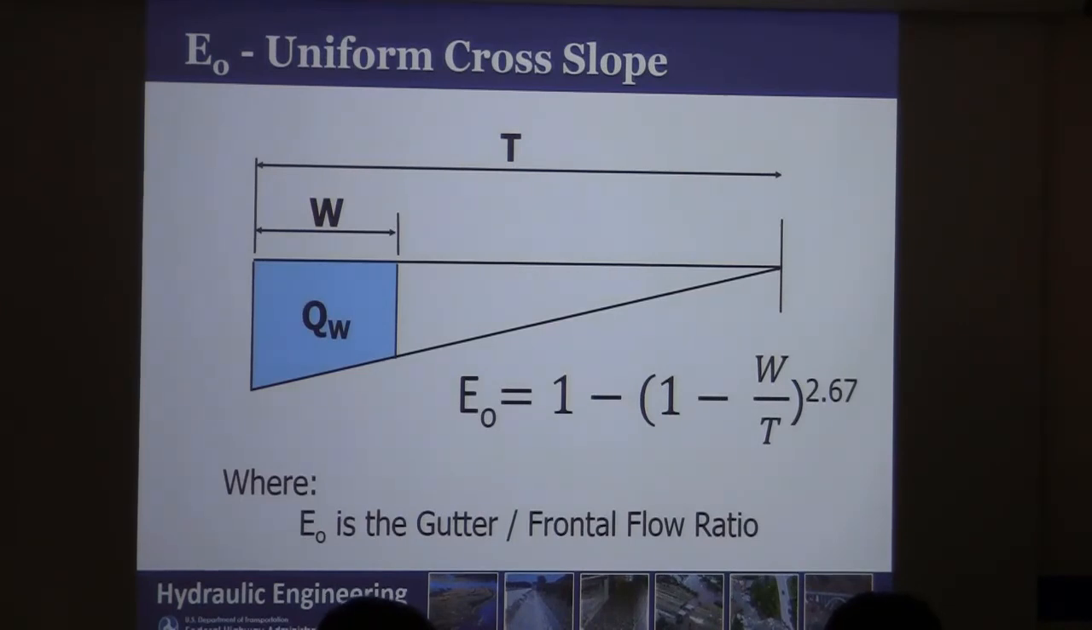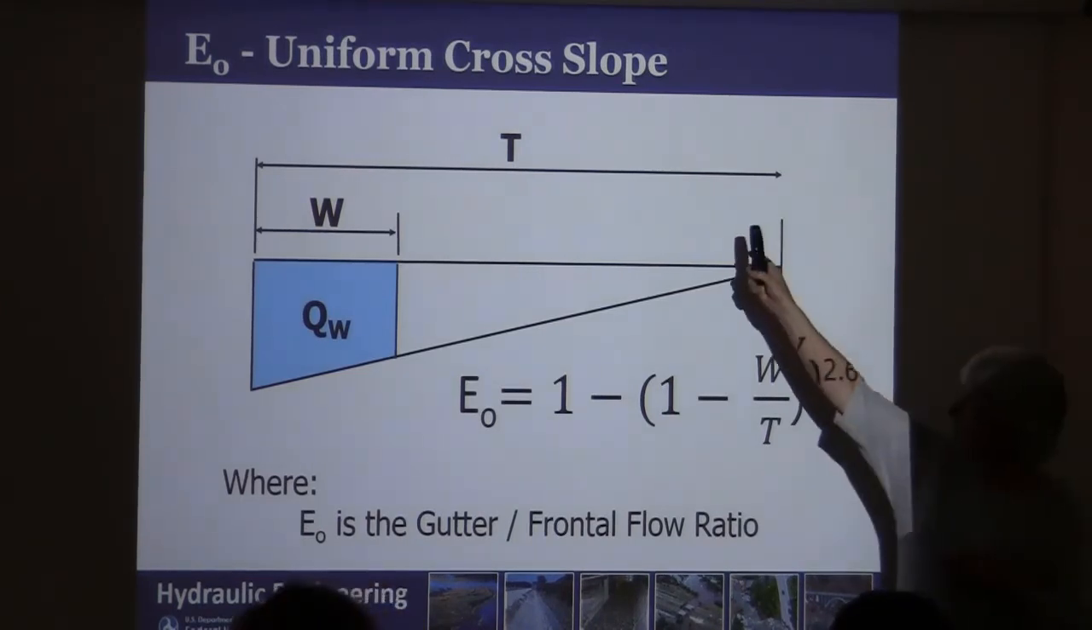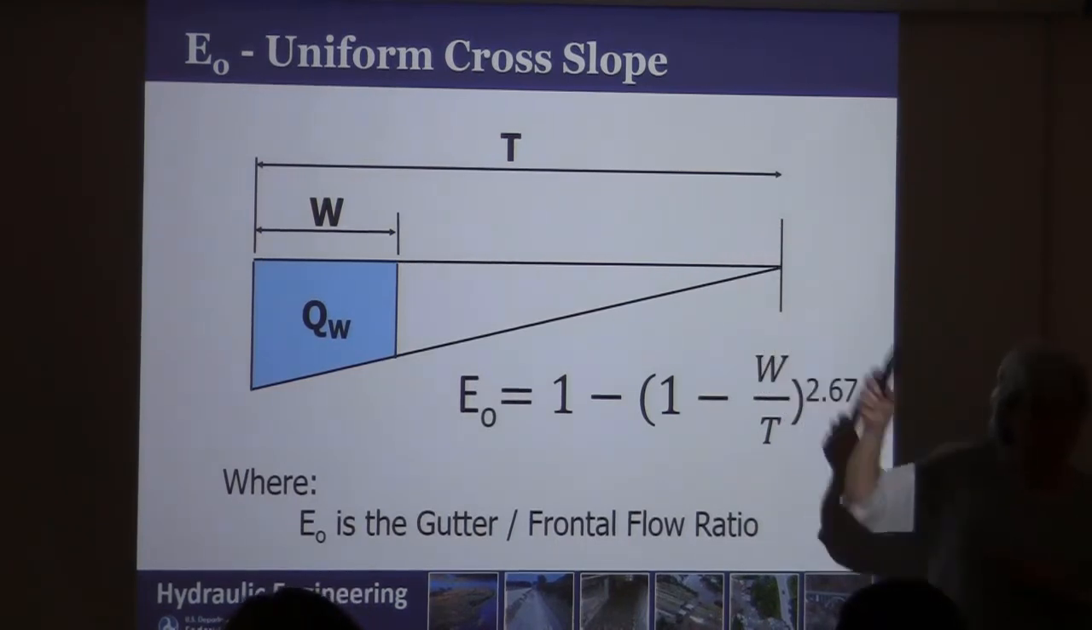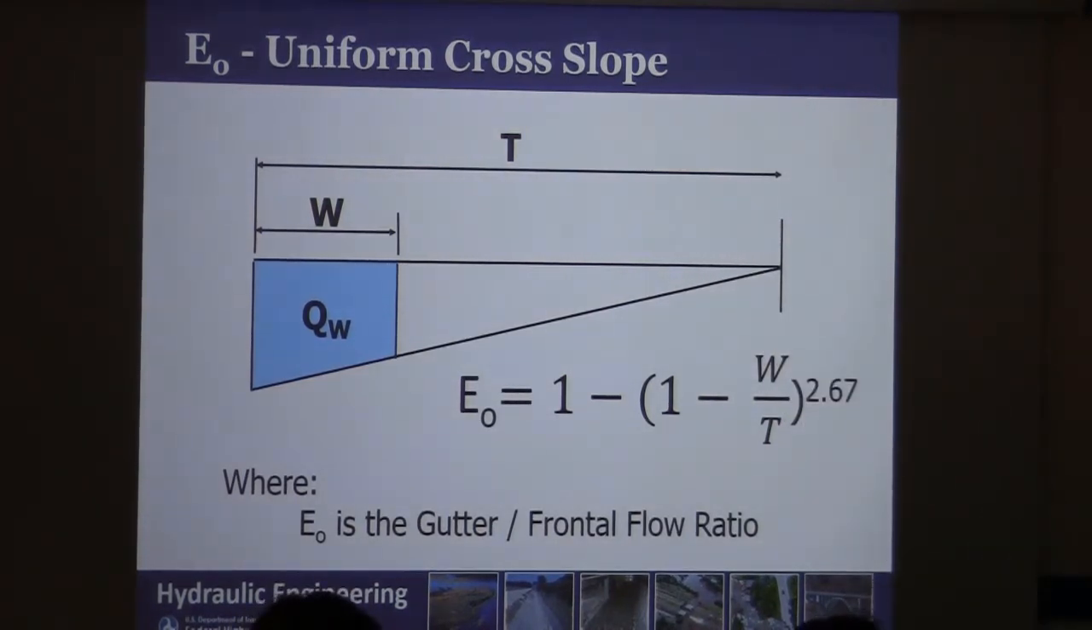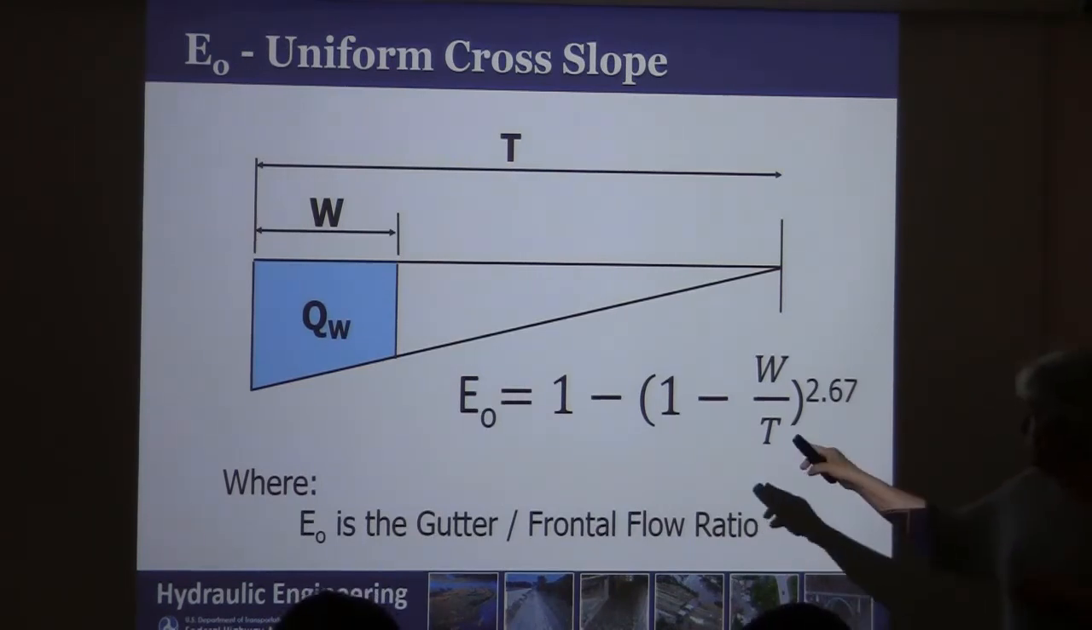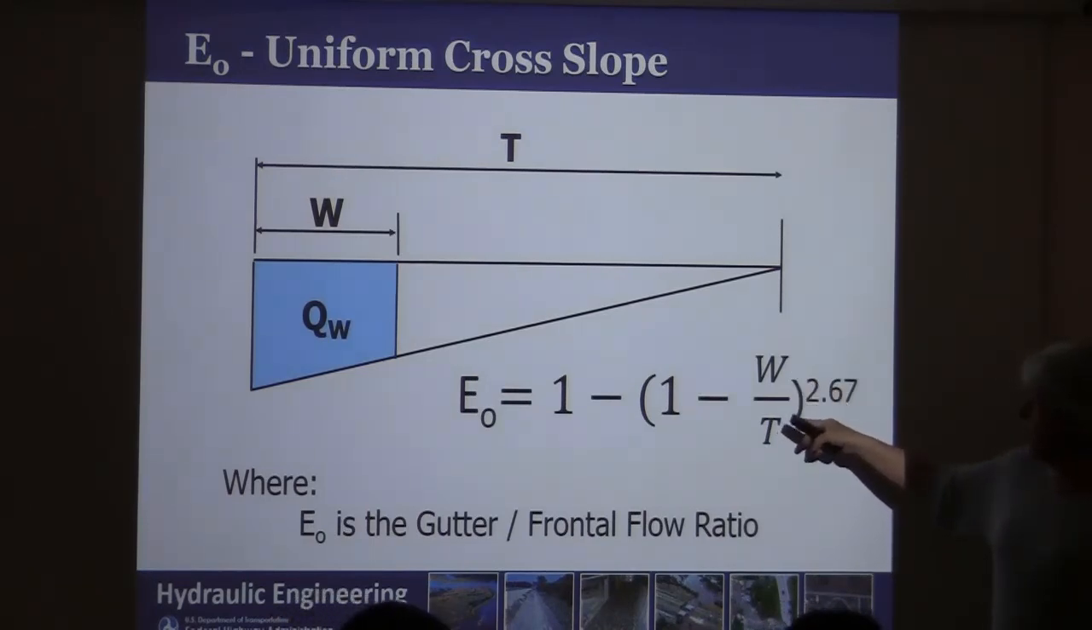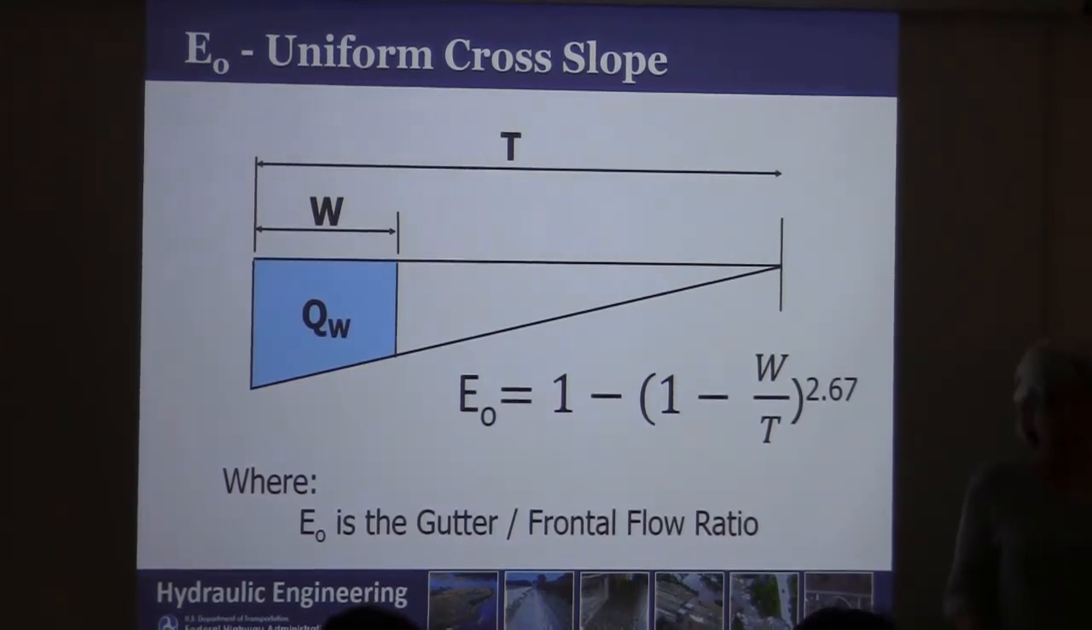So, I think in your book, this heading is wrong. It should be this one. Yes, it's the gutter to frontal flow ratio for a uniform cross slope. And this is how you find it. It's just 1 minus the quantity 1 minus W over T, to the 2.67 power.